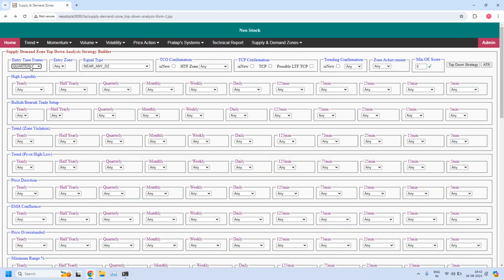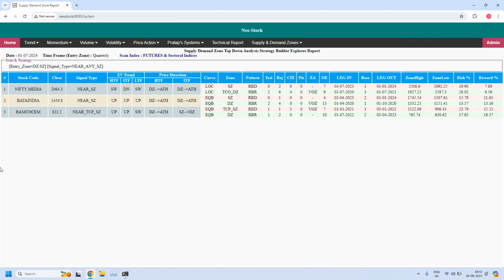Next report for the quarterly time frame: let us find the stocks near the quarterly supply zone. 3 stocks are filtered near the quarterly supply zone.